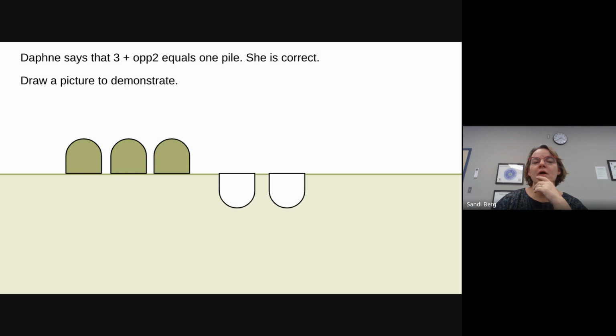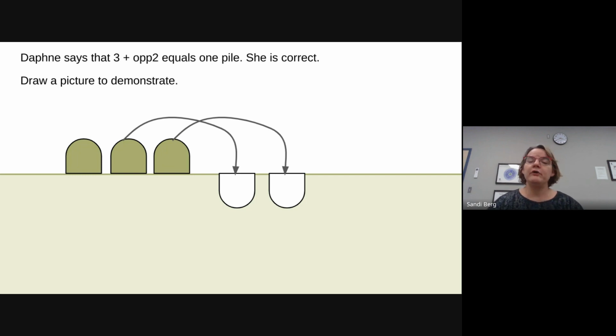So you might have drawn this one. So there's my 3 piles, and there's my opposite 2 piles, and your proof isn't just leaving it like that, but actually drawing the arrows to show that you've taken a pile and filling it, taking a pile and filling it, and when you're done, you're left with 1 pile. So yes, Daphne is correct. 3 plus opposite 2 is equal to 1. 3 piles plus opposite 2 piles is equal to 1 pile.